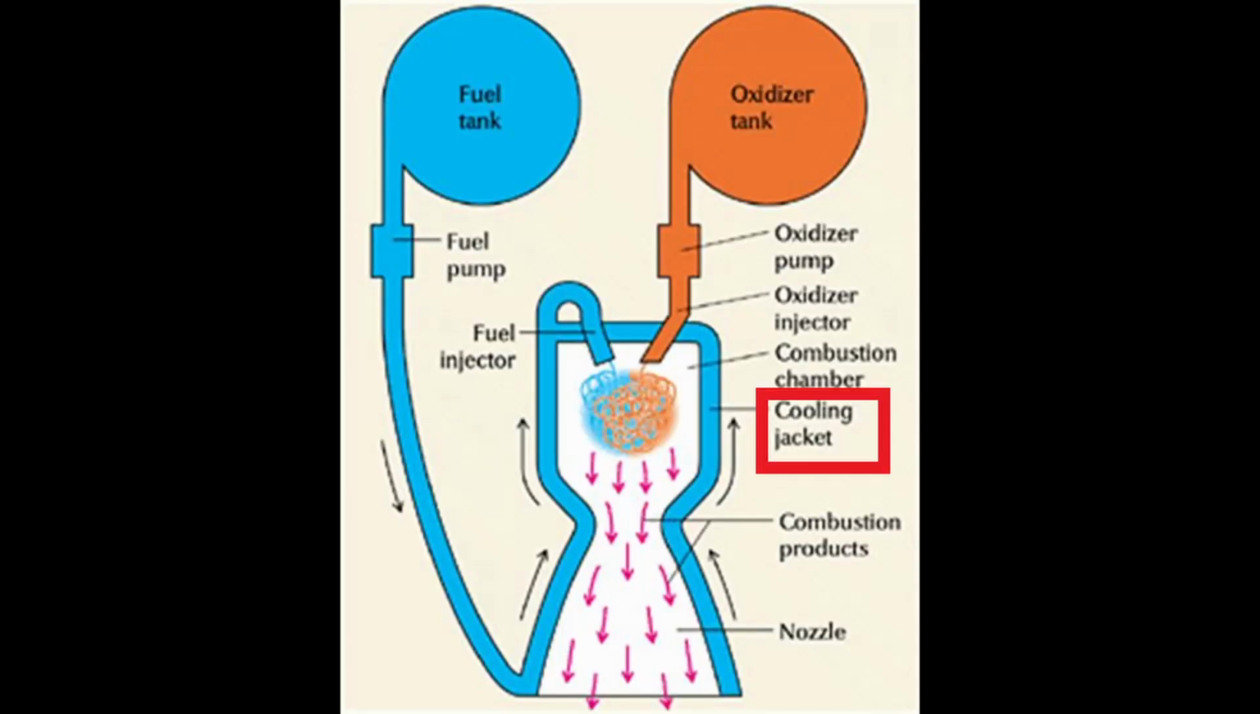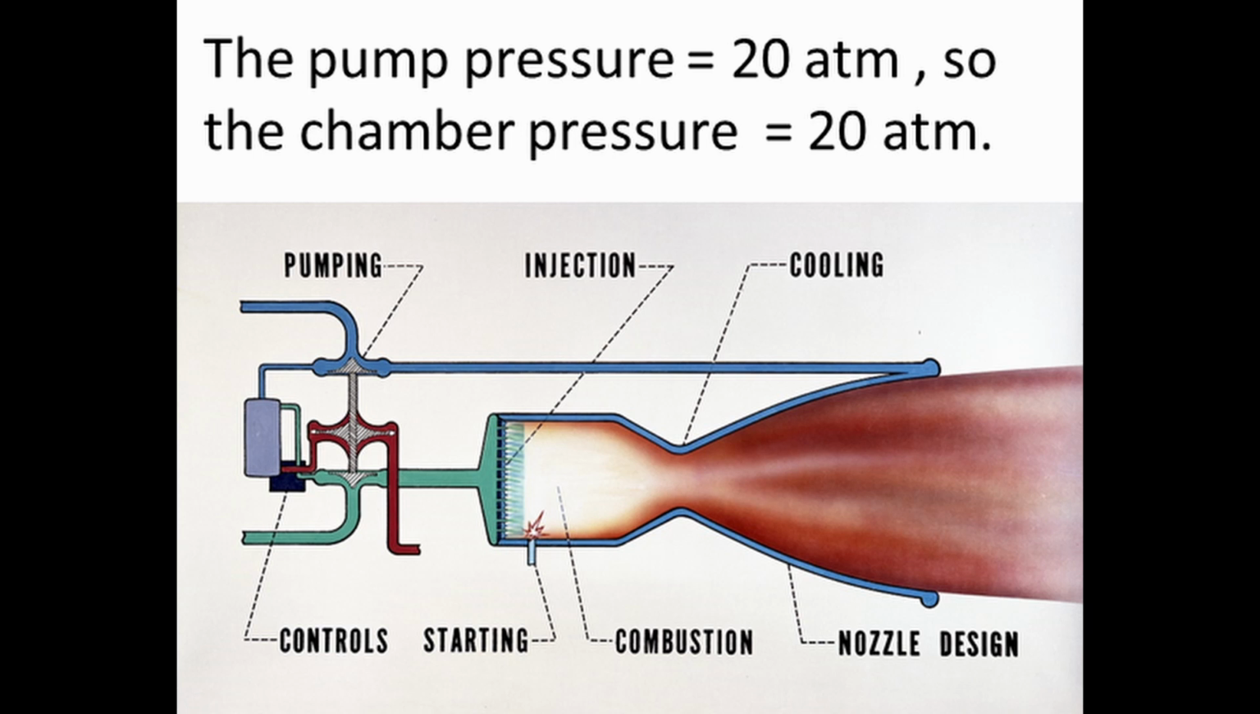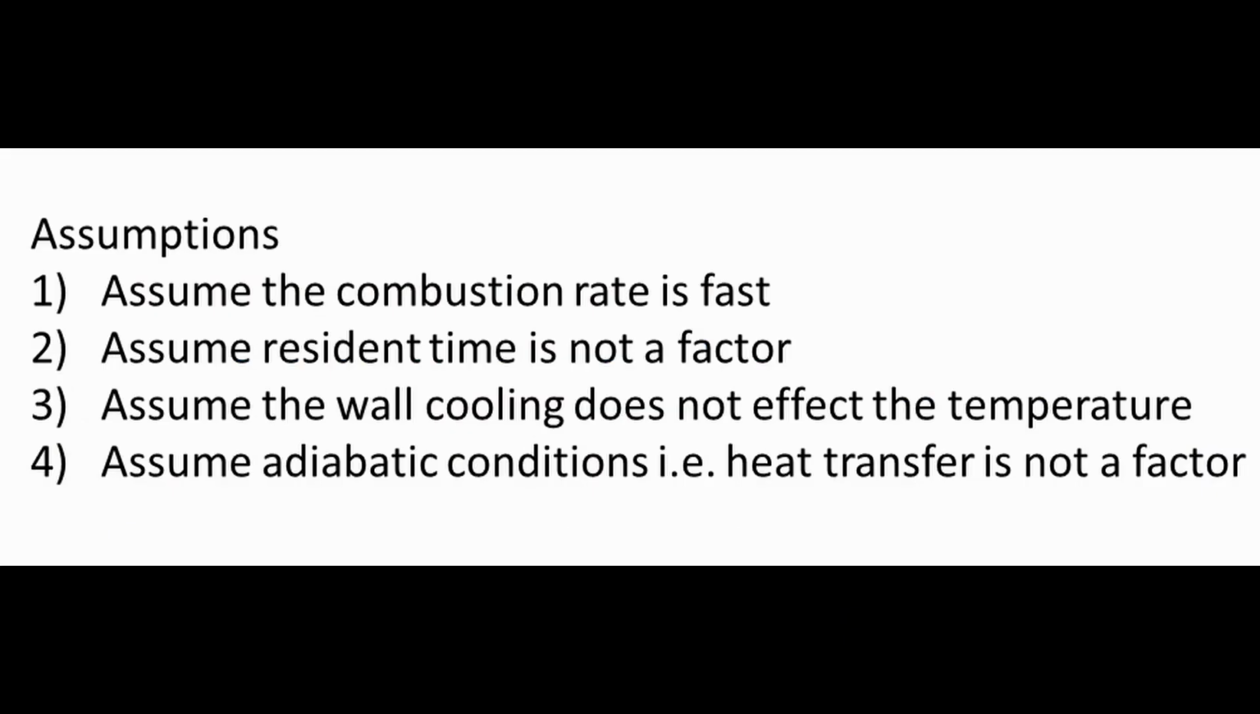Many rocket engines are cooled by their propellants. So, the propellants leave the propellant pumps as hot gases. The pressure is fixed by the performance of the propellant pump. We assume the combustion reaction is fast. We assume that time is not a factor. We assume that the reaction is occurring at sufficient distance from the chamber walls that the chamber cooling does not affect the reaction temperature. We assume the reaction occurs in adiabatic conditions.